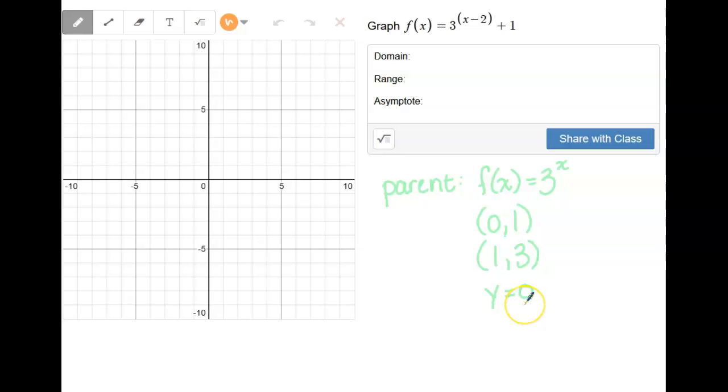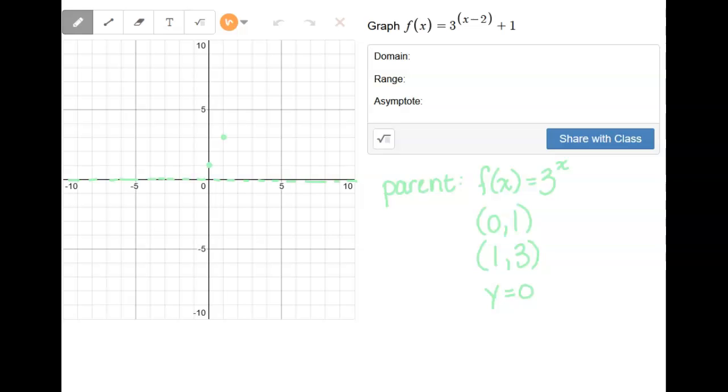So let's just plot these three things right now. Here's our asymptote. Okay, the point 0, 1 is right here. And 1, 3 is right here. Okay, now I'm not going to draw this graph because this is not the graph that we're going to keep, right? This is the parent graph, and we want to graph the transformed graph.